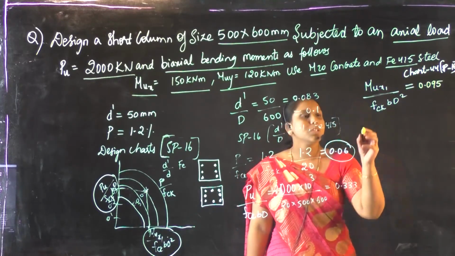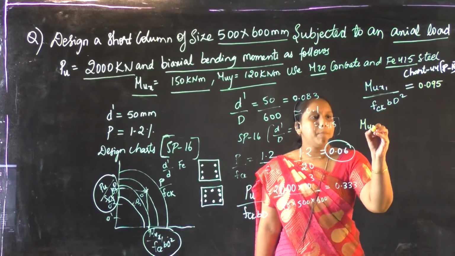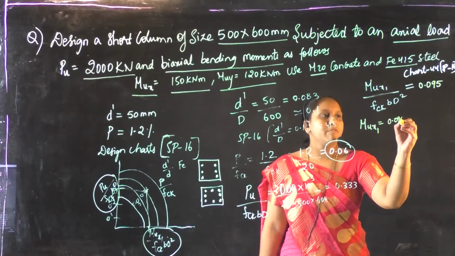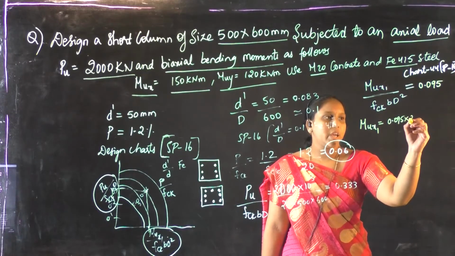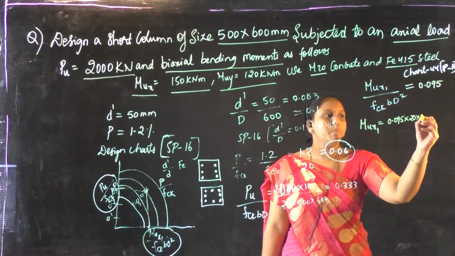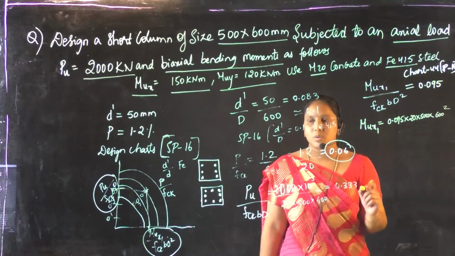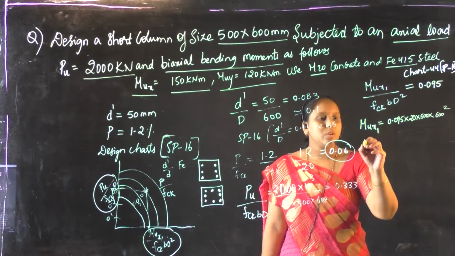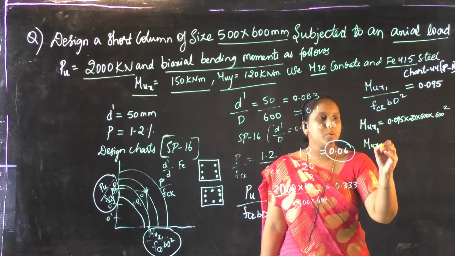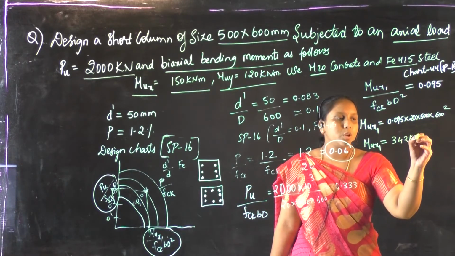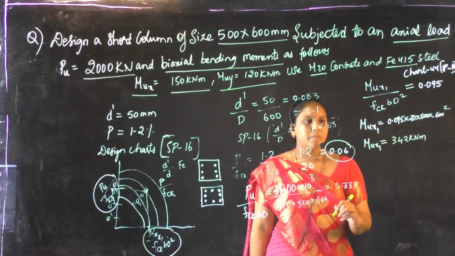0.095. So from this we can find out the MUX1. So MUX1 is 0.095 into FCK. FCK is how much? 20. Into B. How much is B? 500. Into D. How much is D? It is 600 whole square. So if you solve this, you will get a value of MUX1 as 342 kilonewton meter.